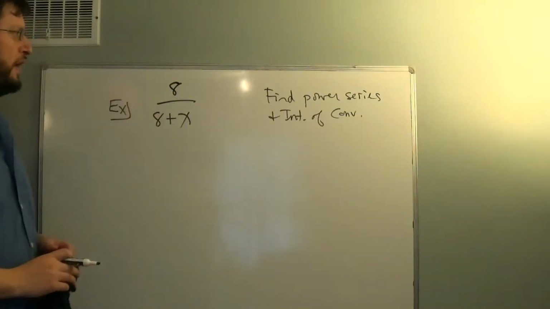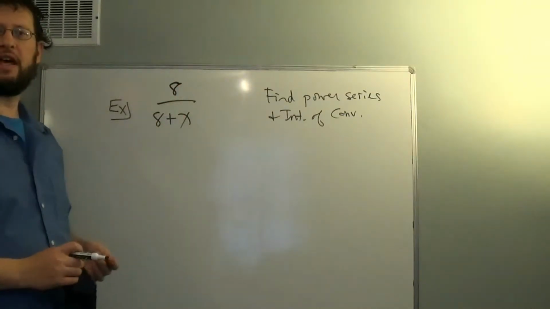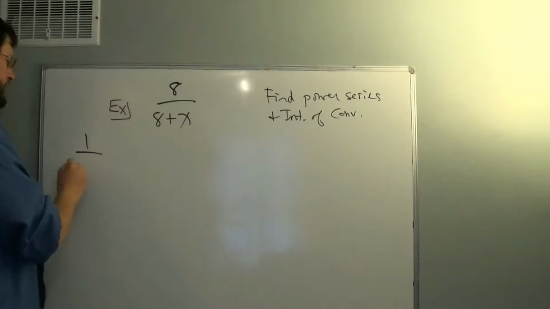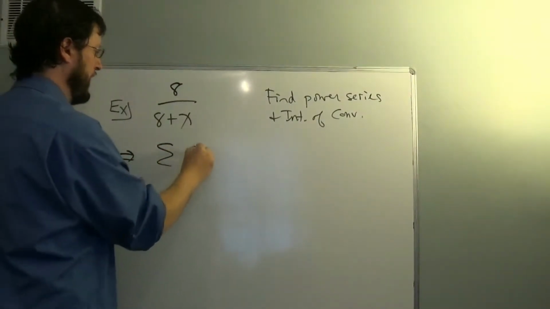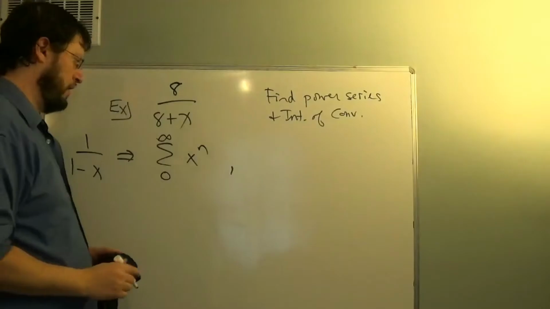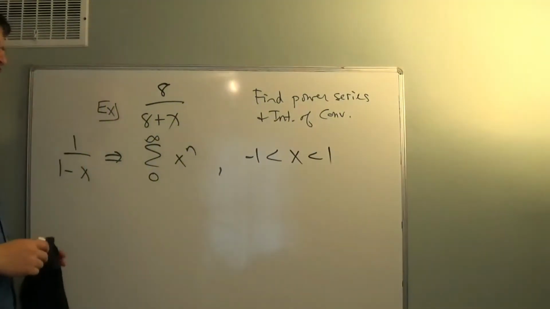In this question, we will find the power series representation in an interval of convergence of 8 over 8 plus x. We'd like to think that this looks like 1 over 1 minus x. And we know the power series representation for that. That's the sum of x to the n from n equals 0 to infinity with interval of convergence -1 to 1.